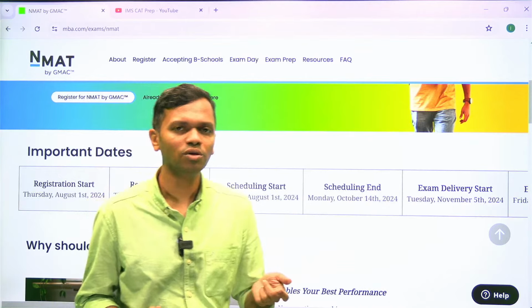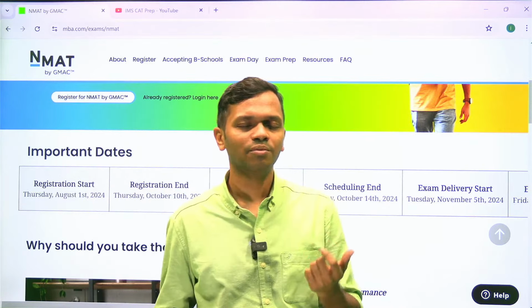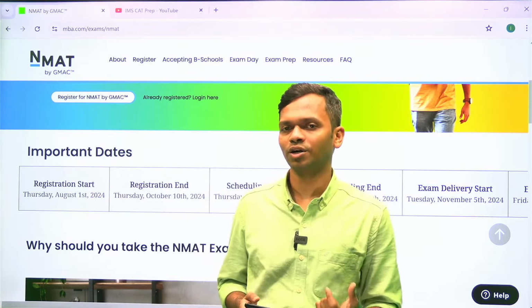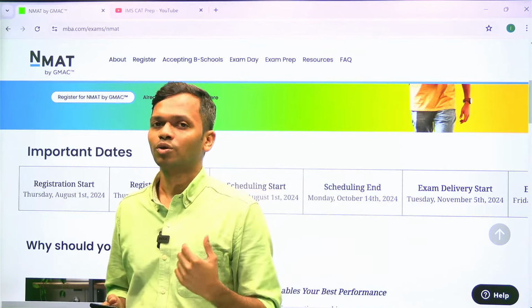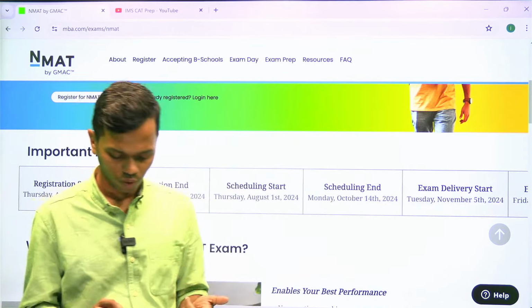I reschedule, whatever score that I get, NMIMS is going to consider the first score that you get, the first attempt that you give. So rescheduling is fine, but retaking won't work for NMIMS.